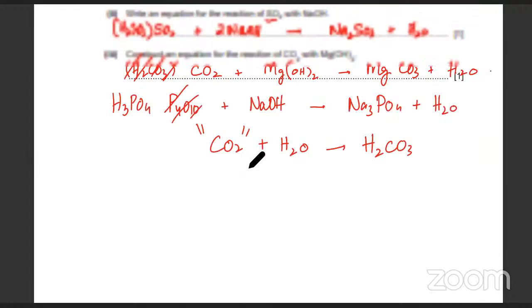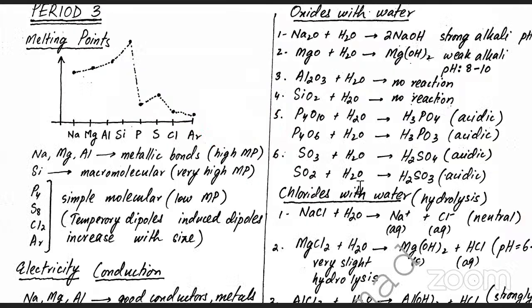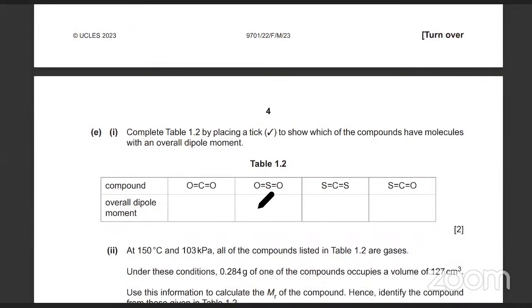Anyways, always remember this point: SO3, SO2, P4O6, P4O10, if you were to write an equation, don't think of them as this thing, think of them as acids. The same applies to NO2. If they ask you to write an equation for NO2 with any base like NaOH, don't think of it as NO2, think of it as nitric acid. Then it would be sodium nitrate and water that's going to be produced.